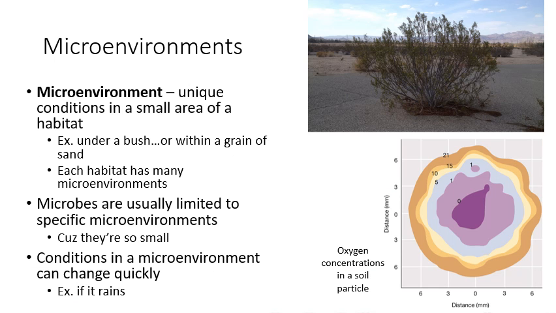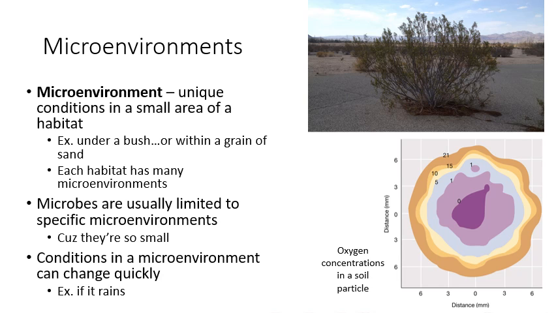So we talked about how different habitats within an ecosystem will be better suited to different communities of organisms, or to different species of organisms. For microbes, since they're so small, you actually have to get even finer grained than that. Microbes will not be living necessarily in specific habitats, but in specific microenvironments. A microenvironment is a tiny, tiny little part of a habitat where you have conditions that are different from another part of that habitat.